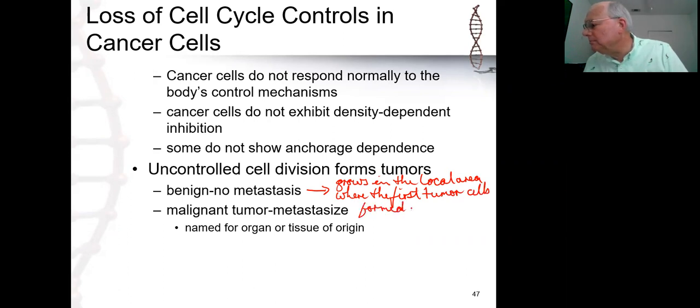So a benign tumor is one that grows in the local area where the cells first appeared. And different cancers are identified by the type of cells that are involved. So lung cancer is lung cells, a brain cancer is brain cells, a bone cancer is bone cells, and so forth. And breast cancer is breast cells, obviously. So different types of cancers are identified by the types of cells that are involved. But a benign tumor, by and large, is unlikely to kill you.